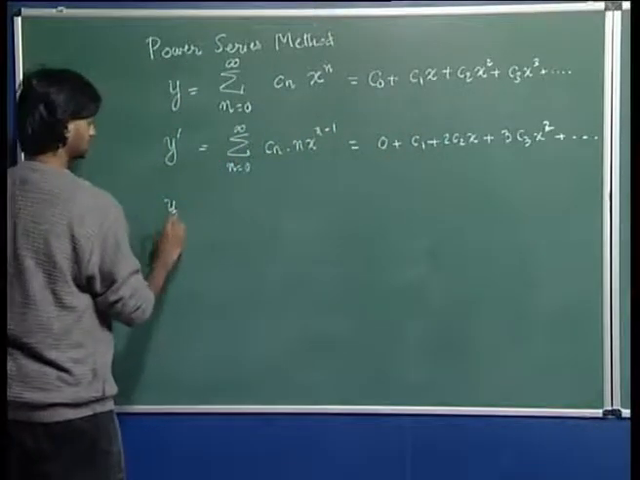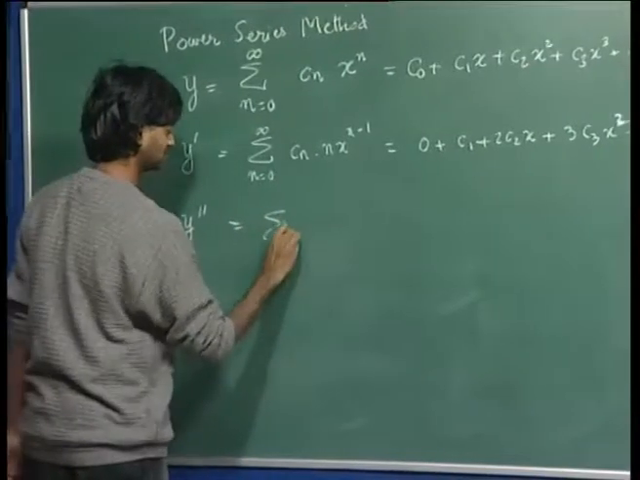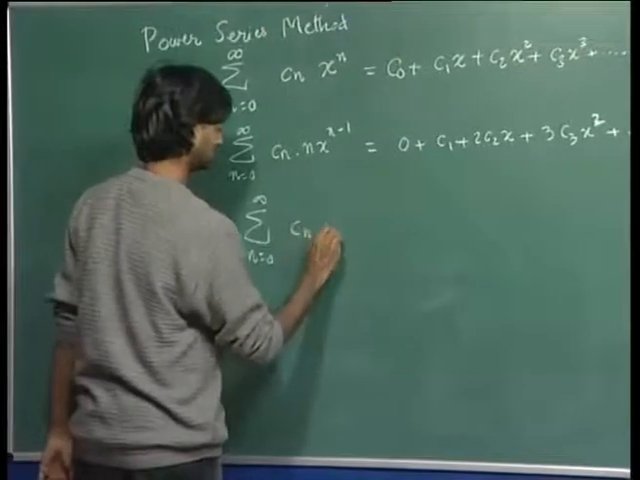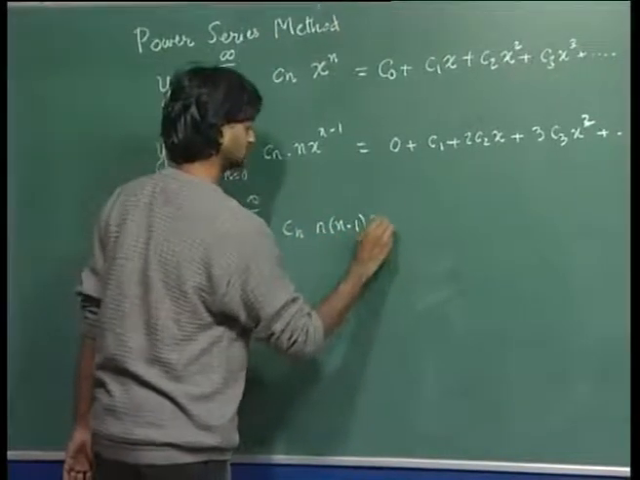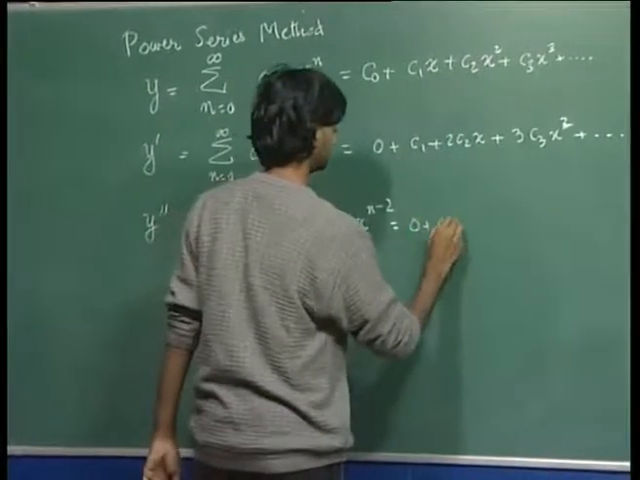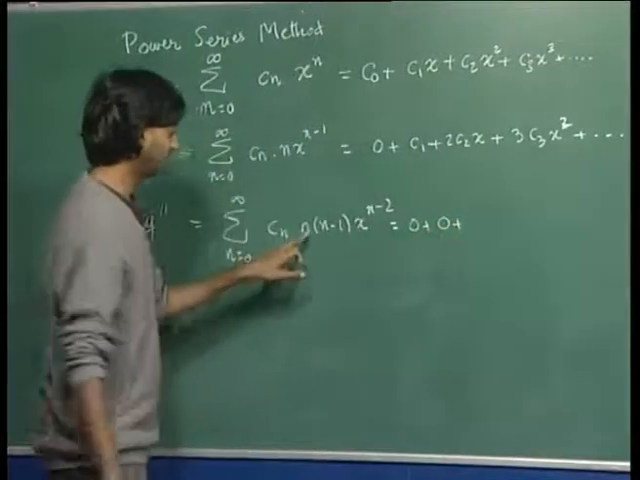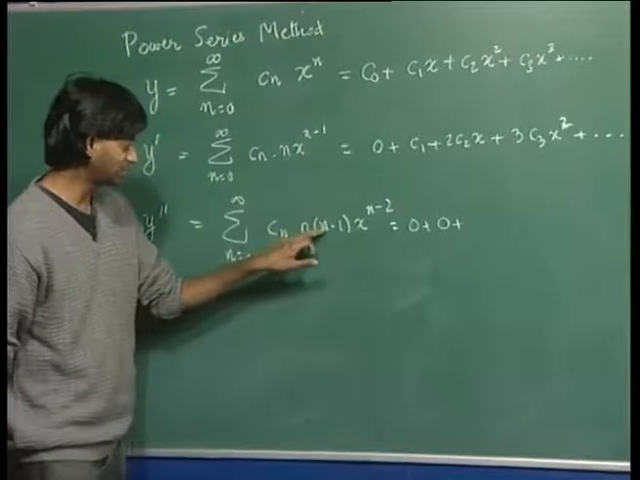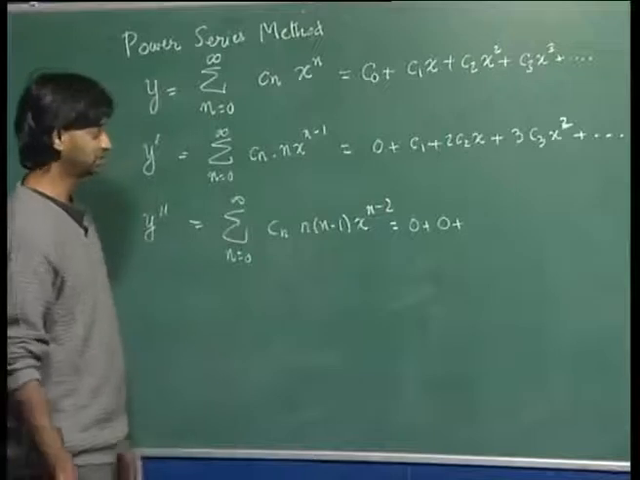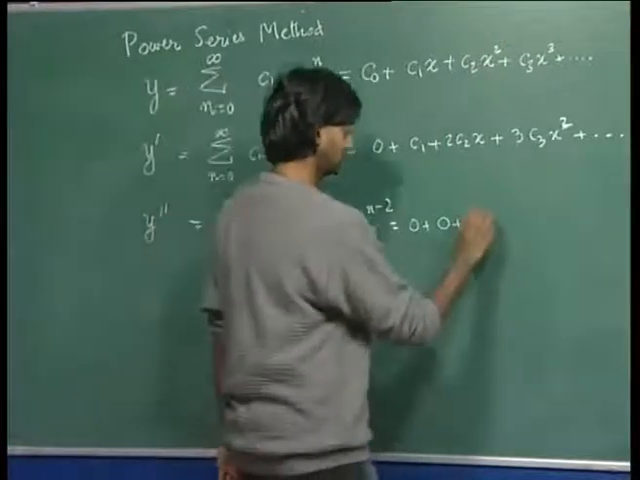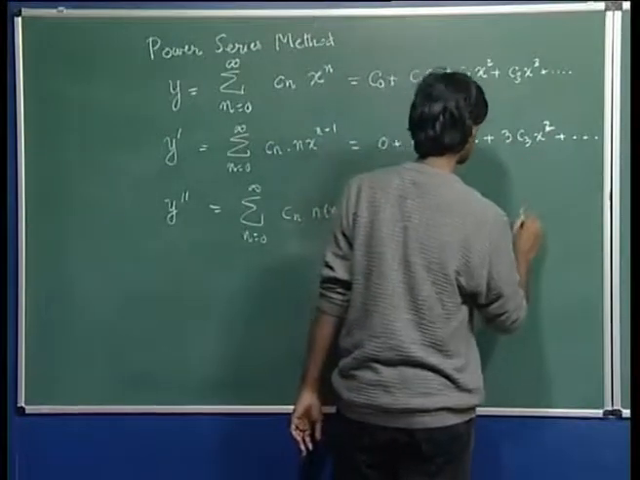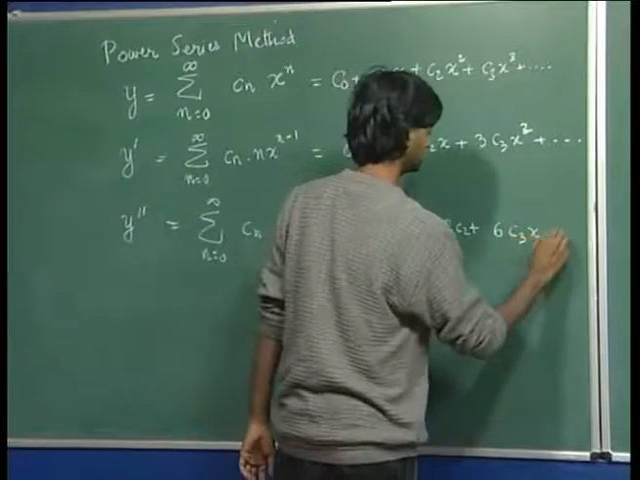Similarly, if you take y double prime, I can write this as a sum, and that will start with the first two terms being 0. Okay, corresponding to n equal to 0 this term will be 0, n equal to 1 this term will be 0. So, the first two terms corresponding to n equal to 0 and n equal to 1 are 0. Okay, plus 2 C 2 plus 6 C 3 x plus so on.